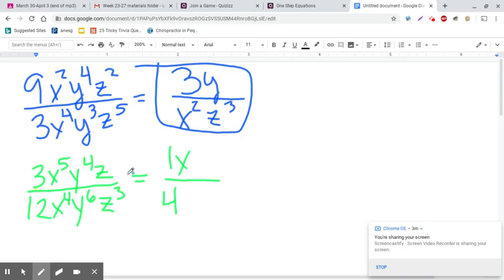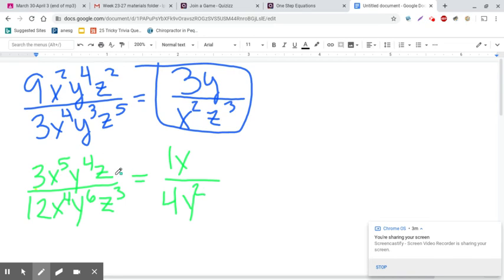Then we're going to look at our y's. What's bigger, 4 or 6? 6 is bigger, and y to the 6th is in the bottom, so your y is going to go in the bottom. 6 minus 4 gives you 2, so it's going to be y squared in the bottom.